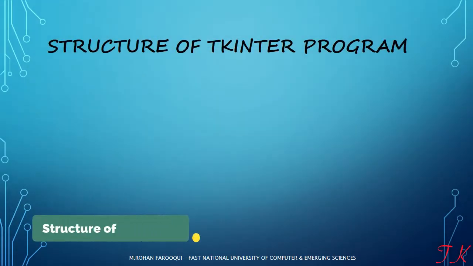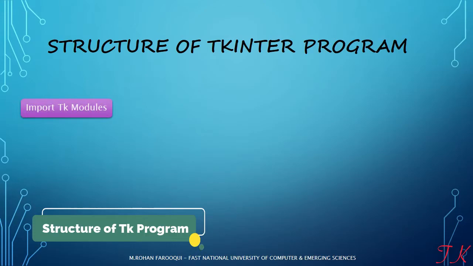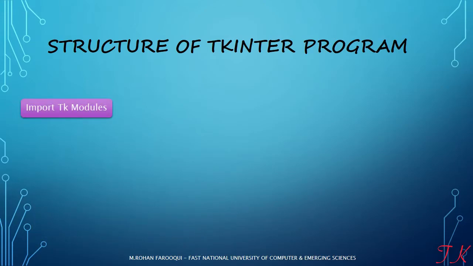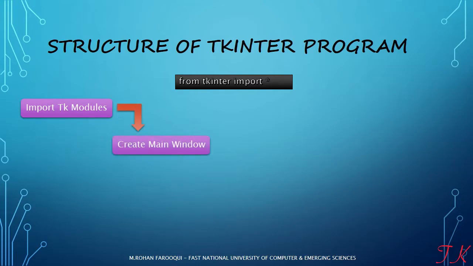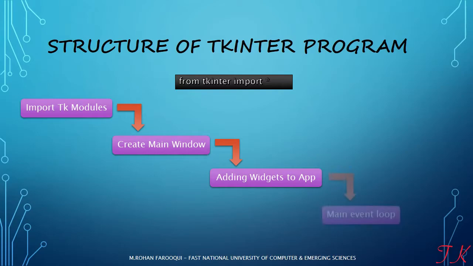So in the structure of a Tkinter program, first we import the Tkinter library using the Python syntax from tkinter import star. Then we create a main window, and then we add widgets to the app. This means that we add labels, buttons, images and entry boxes to our app. Then we run it using a main event loop.